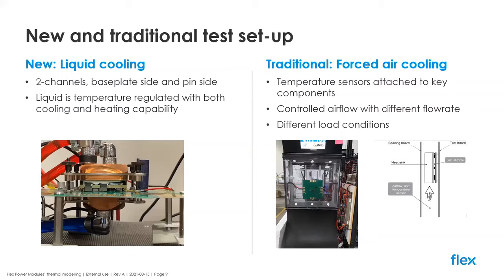To the right, we have these traditional systems that force air from bottom to top. The wind tunnel can be used for airflows up to 4 meters per second. The downside with this type of test is that the board temperature and the base plate temperature can't easily be adjusted independently. And to the left, we have a new system using liquid.